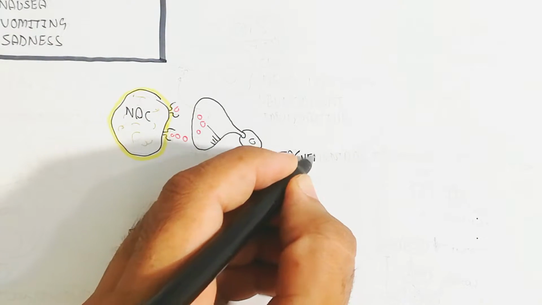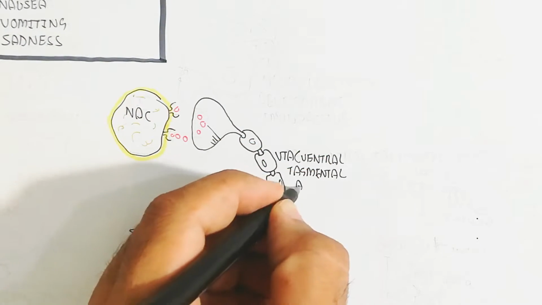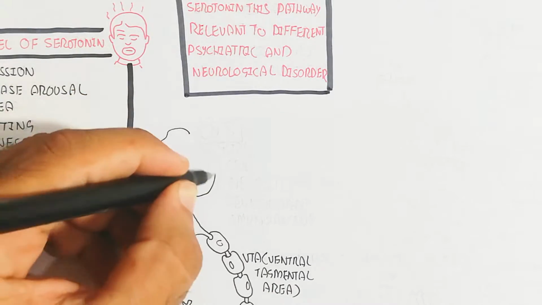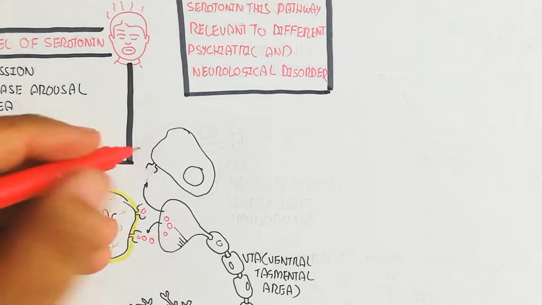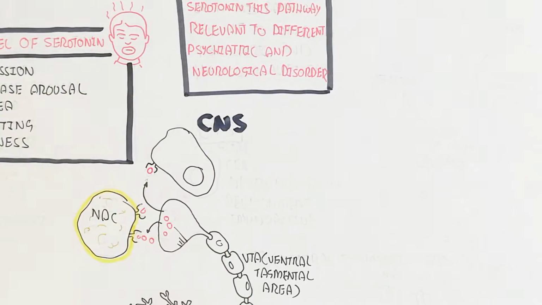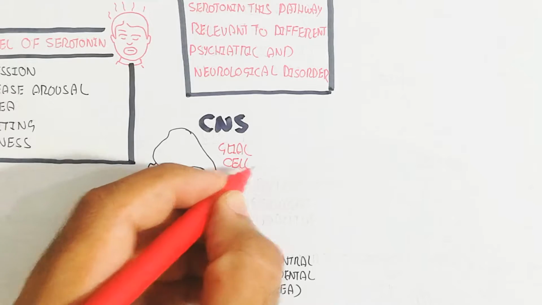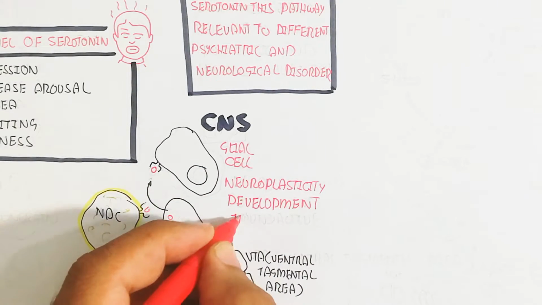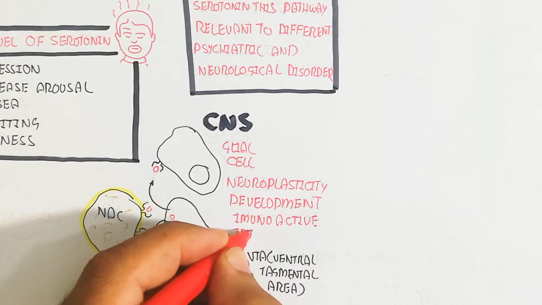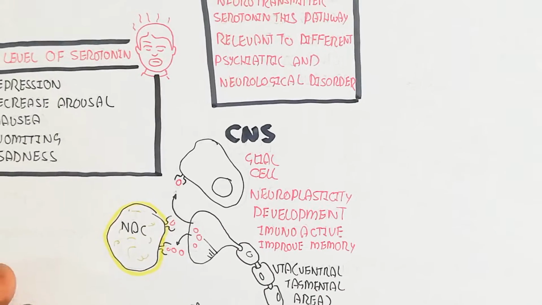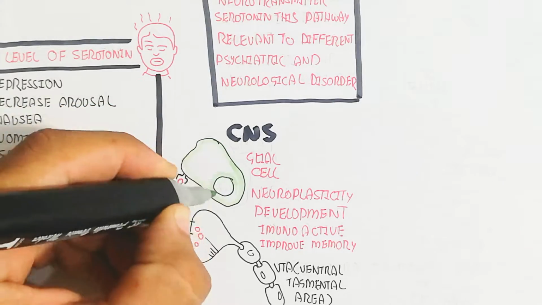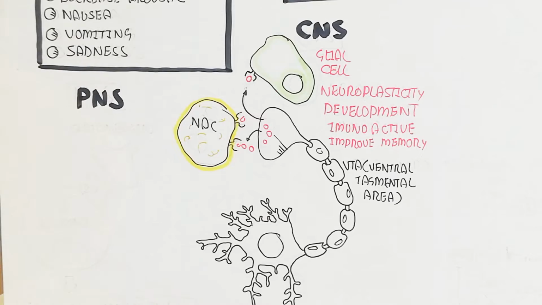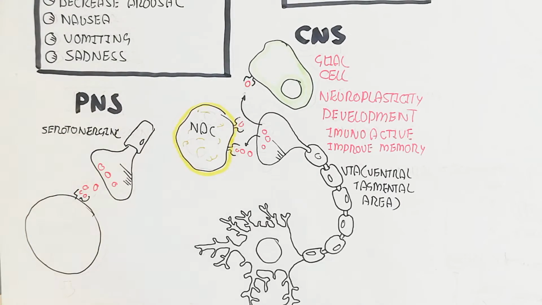So this is the nucleus accumbens, and this is the ventral tegmental area, which contains nerve fibers, and these are myelinated. And in the central nervous system, there are also glial cells, which are stimulated by binding with serotonin. So neuroplasticity development, immune activity, and improved memory occur due to the development of the brain through the binding of serotonin with glial cells. So the health of the brain is directly dependent on serotonin.